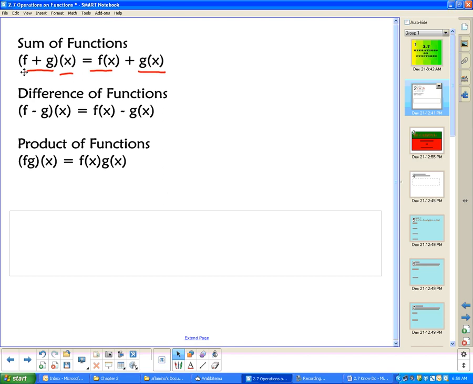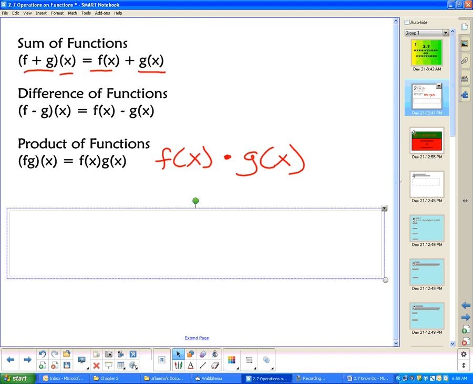Similarly, for the difference, (f−g)(x) is equal to f(x) minus g(x). And the product of functions, (f·g)(x) equals f(x) times g(x). I did not put an operational symbol between the f of x and the g of x, but you could just as easily write f(x) times g(x), and that would be no big deal. We've seen those before. We've calculated with those before.